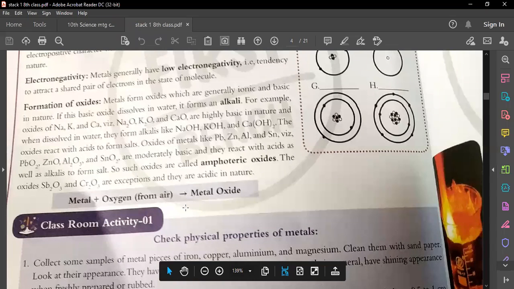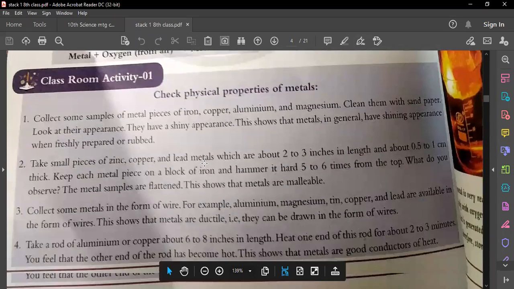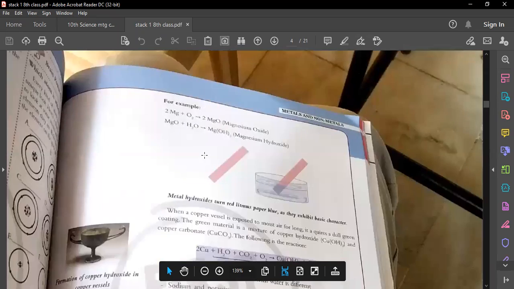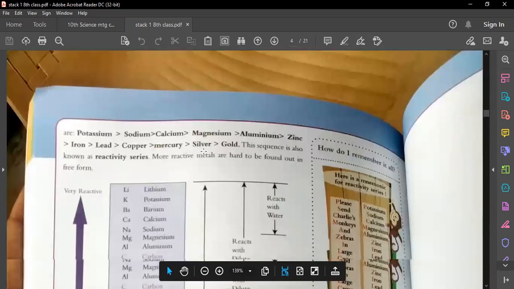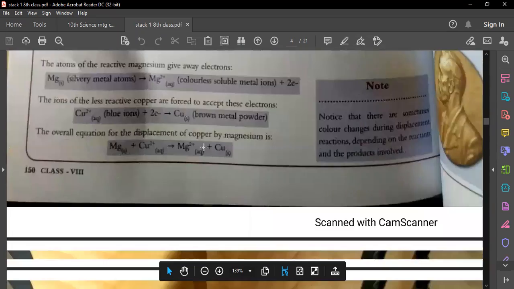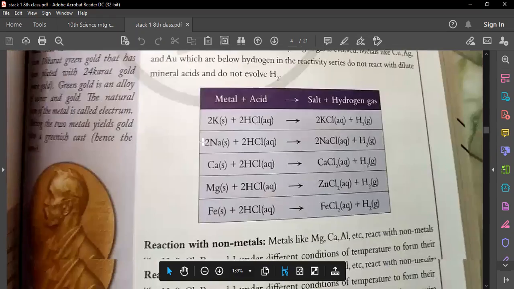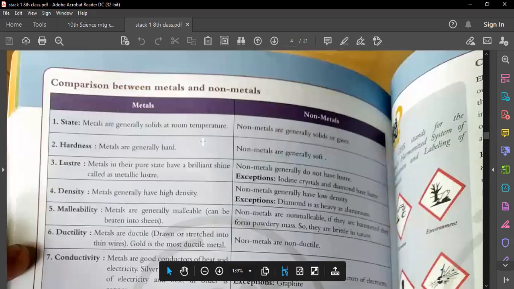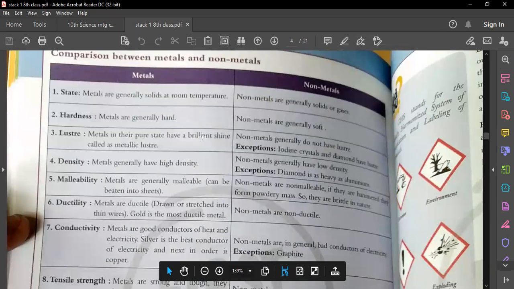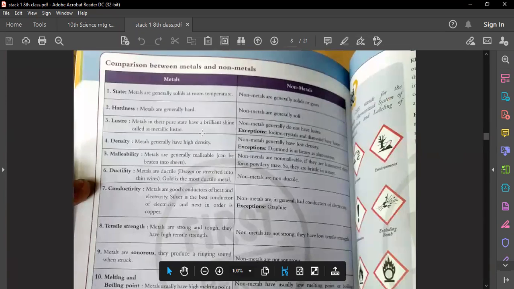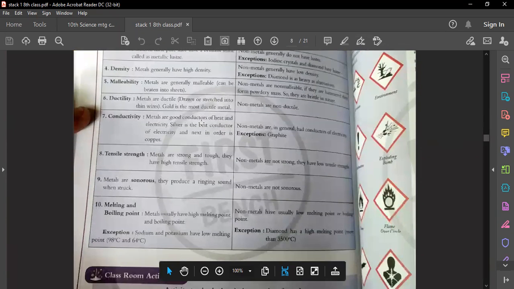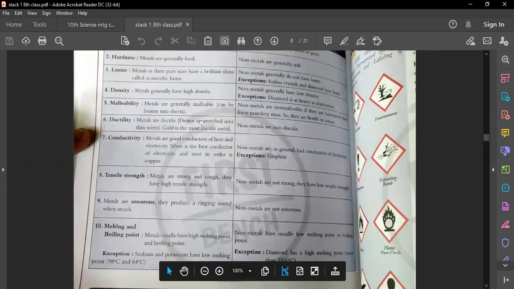So any doubts in the formation of oxide? We stop it till here itself, right? Yes, sir. Okay, 1 minute. Reactivity series, displacement reaction. And actually we have done the comparison between the metals and non-metals also. You can see the tabular column here also. Now we need to start with the chemical properties, I think.